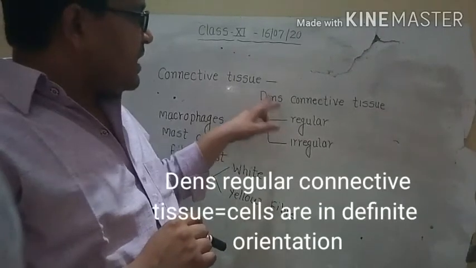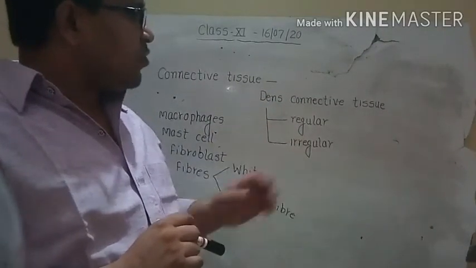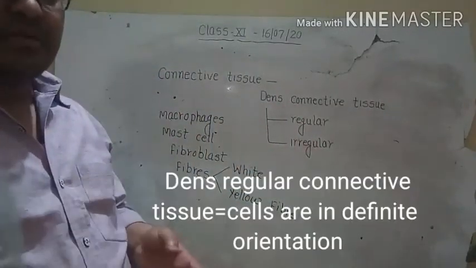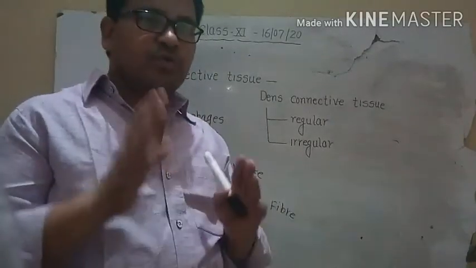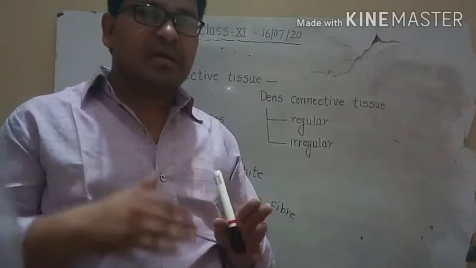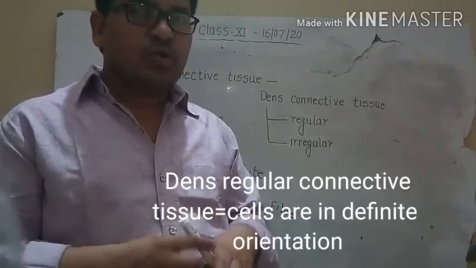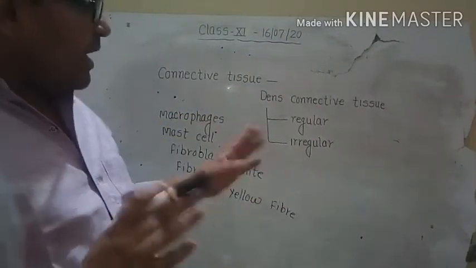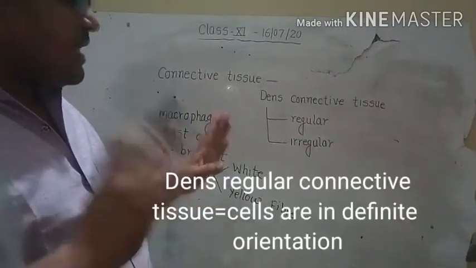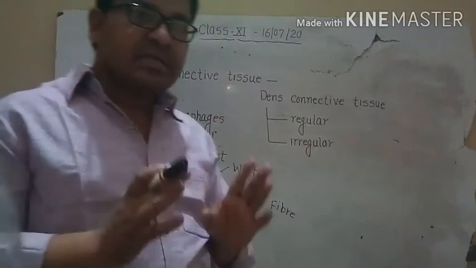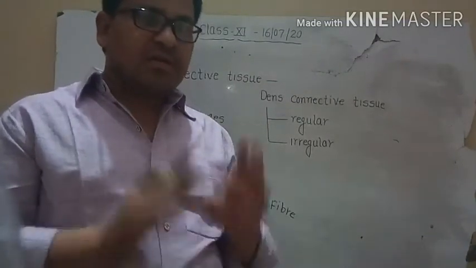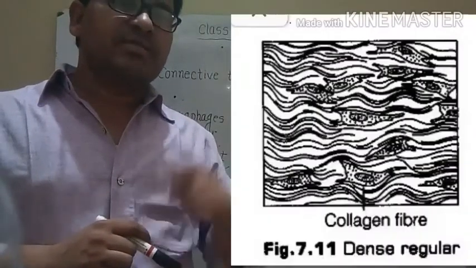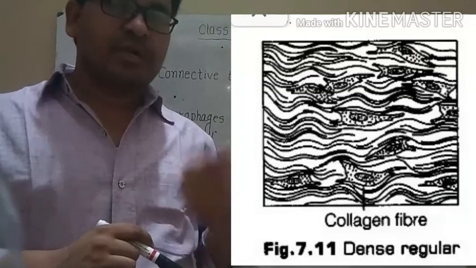Here we are going to discuss dense connective tissue. When the cells are packed densely with each other, the tissue is called dense connective tissue. And when the cells are loosely arranged, it is called loose connective tissue, which was discussed yesterday.